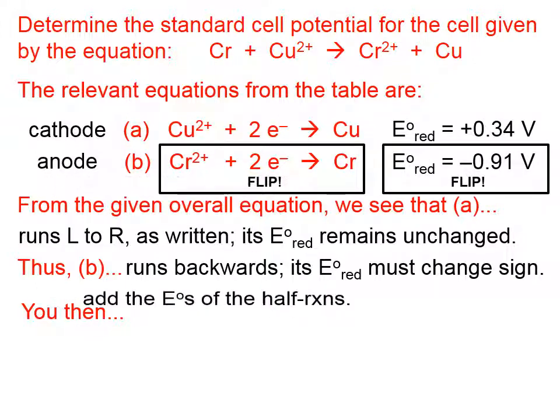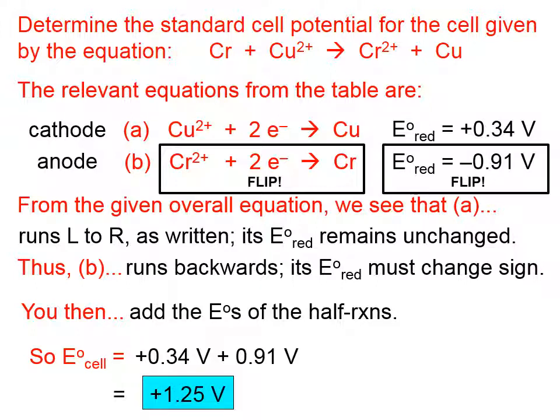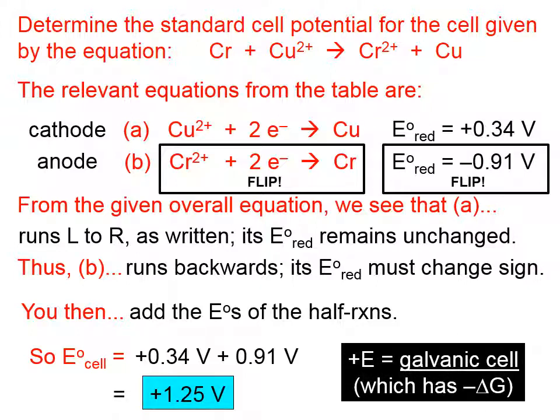What you do then to find the standard cell potential is you simply add the standard potentials of the two half reactions. We're going to leave the 0.34 the same. We had to flip the negative 0.91 to positive 0.91. We simply add those up and we get positive 1.25 volts. Turns out that things with positive cell potentials are galvanic cells. And galvanic cells, as we remember, have negative delta G values. A galvanic cell, which runs spontaneously, will have a positive E0 value.